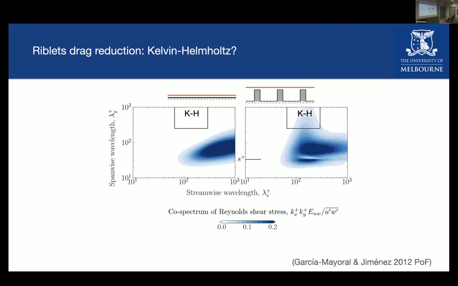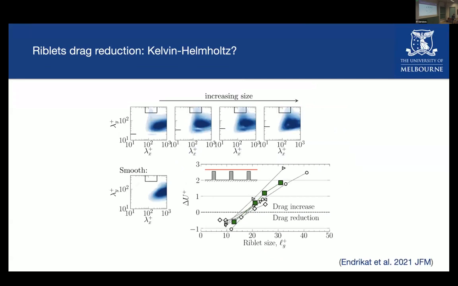So what happens with size? Oh, before that, you can compare also with Ricardo's full channel DNS, okay? So back one, this is minimal, this is full channel DNS. So I would say they're pretty consistent. Okay, so let's look at the effect of increasing size now.